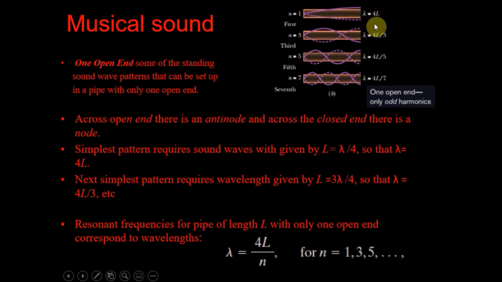Here you can see how much of the wave actually exists. It goes to n equals 1, and you have your antinode here. n equals 3, 5, 7. So across the open end you have an antinode, across the closed end there's a node. The simplest pattern requires that the sound waves be given by L equals lambda over 4. So there's a limit to the length of the pipe that you can actually have. And here, using L equals lambda over 4 means lambda equals 4 times L.